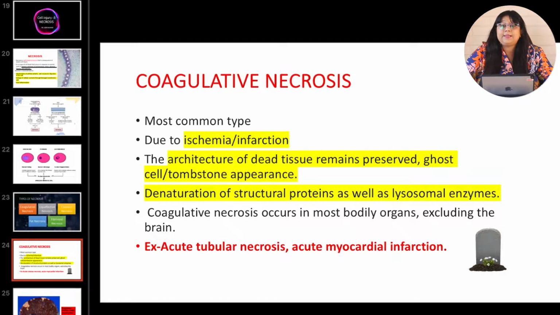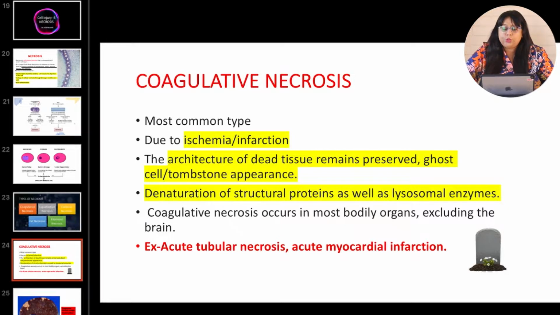And what is the characteristic feature in this type of necrosis? In coagulative necrosis, the architecture of dead tissue remains preserved. Remember this, the architecture remains preserved. Nuclear and cytoplasmic details are lost. So what will happen? There will be loss of nuclear and cytoplasmic details, but the architecture will remain preserved.